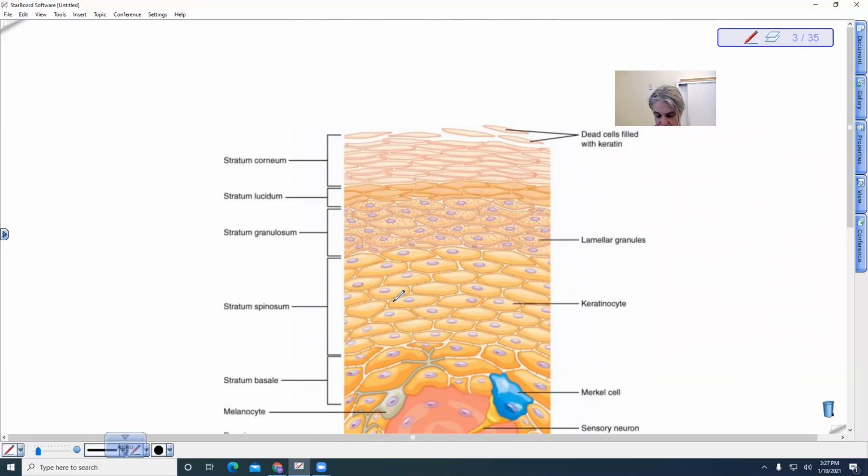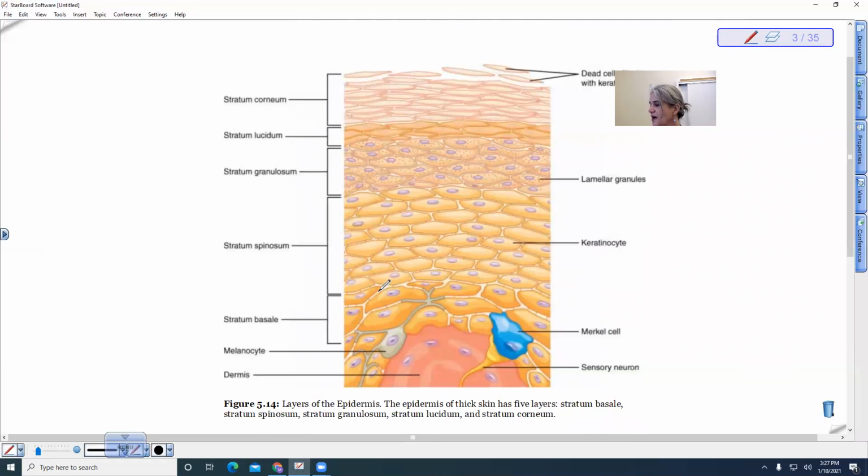Spinosum means prickly layer, and that is where the dendritic cells are located for the most part. And then we have the stratum basal, which is where the cells are going to undergo cell division. And notice that this is where the melanocytes are, so this is an example of a melanocyte right here. And then we have a sensory neuron. This is called a Merkel cell that is able to detect touch. And so there are some cells in your epidermis near the basal layer that allow for cutaneous sensation. So that is your epidermis.